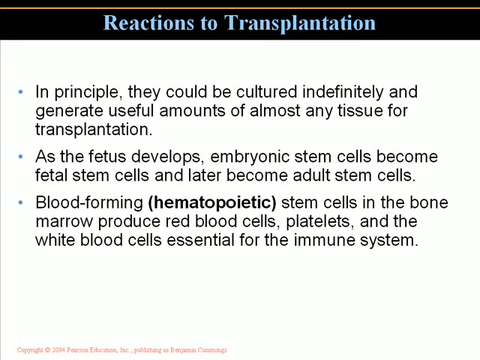Blood forming or hematopoietic stem cells in the bone marrow produce red blood cells, platelets, and white blood cells that are essential for the immune system. These hematopoietic stem cells are important for transplantation, again because they produce all of the cell lines.